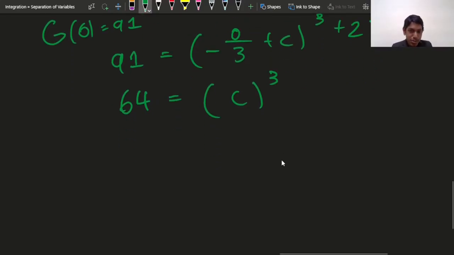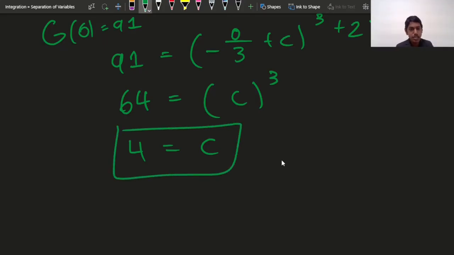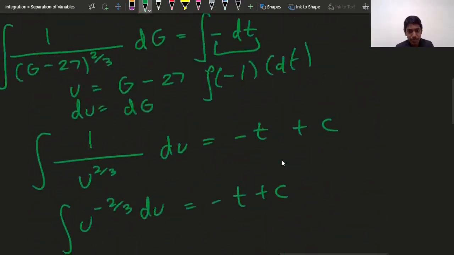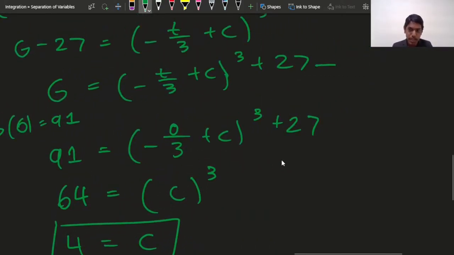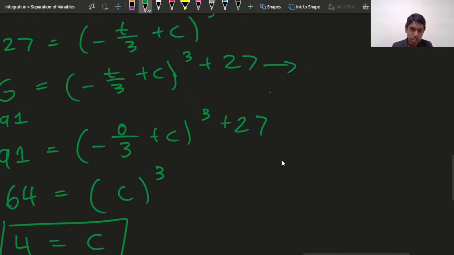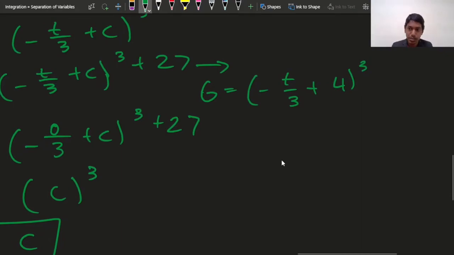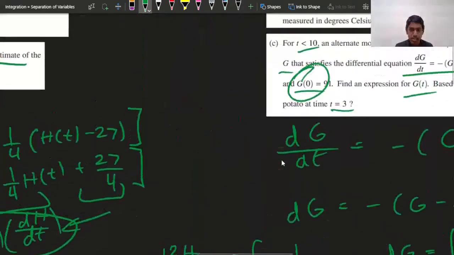Great, and now all we have to do is take the third root, and then we'll get 4 equals C. Alrighty then. So we found our C value, but now we just have to plug this back in. So we'll get G equals T minus T over 3 plus 4 cubed, and then plus 27. Alright, so there's our expression for G of t.